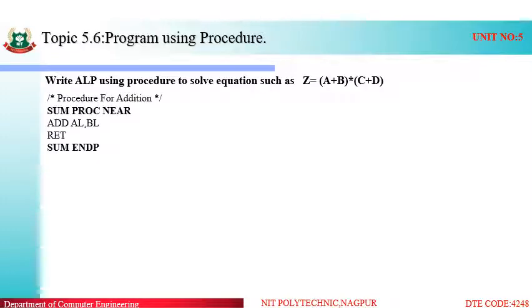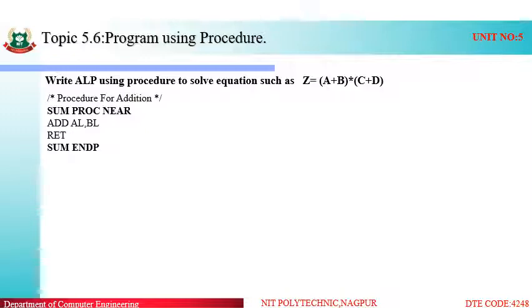First of all we have to write the procedure. We have written the procedure name as sum, and PROC stands for the start of the procedure, and again we have written near. Near means the procedure is within the same memory segment as our main program. So sum, PROC and near.